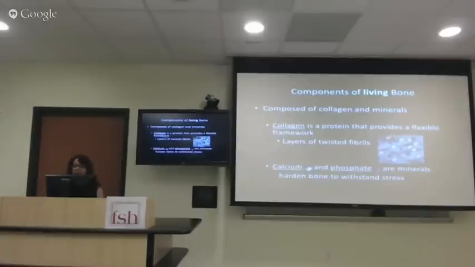Bone is alive. It's composed of collagen and minerals. The collagen is a protein that provides a very flexible framework, and these little threads of collagen are twisted together into fibrils, and then they are arranged in layers with calcium and phosphate, which are minerals, embedded in the bone so it can withstand stress.